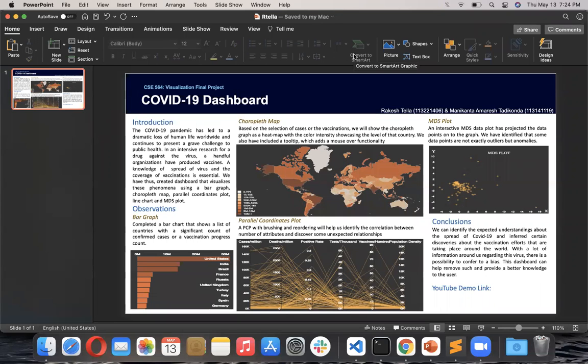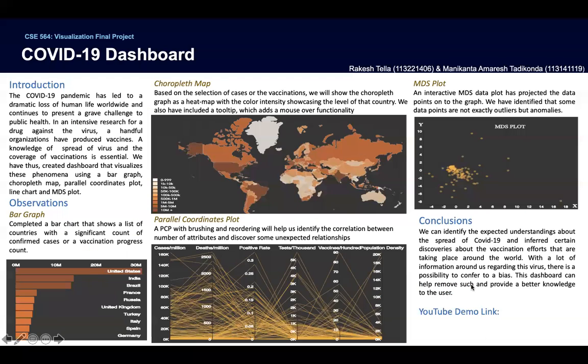Hi everyone. My name is Rakesh. I'm here with my partner Manikanta, and today I'm going to present the final project of our CSC 564 visualization course. For this final project, we have chosen the topic of COVID-19. We are showing a dashboard for COVID-19.